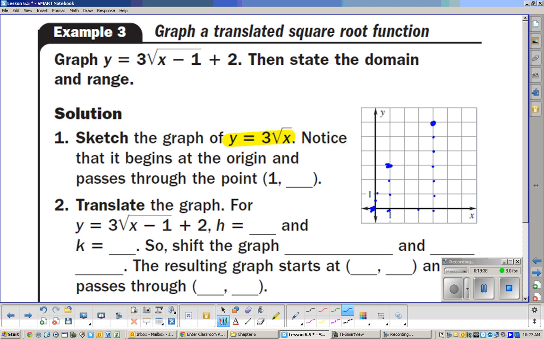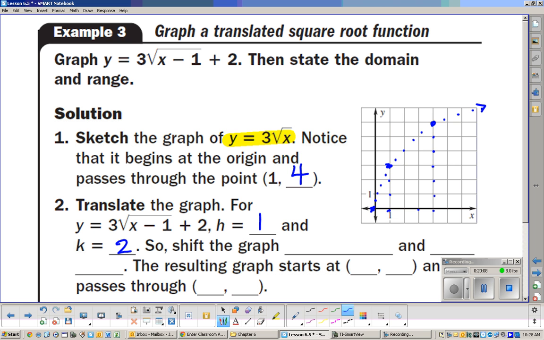Now, that is just the problem with just the A in it. But that thing is translated how? Where is my new so-called vertex, even though that's really not the word they call that? Where is it going to move to? Okay, I heard it. 1, 2. Because right here, H is 1, K is 2.